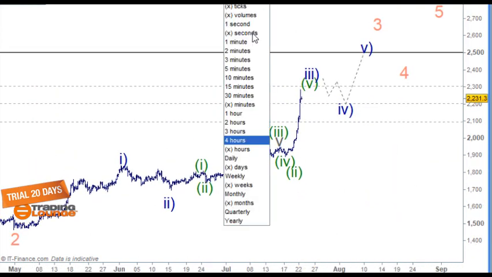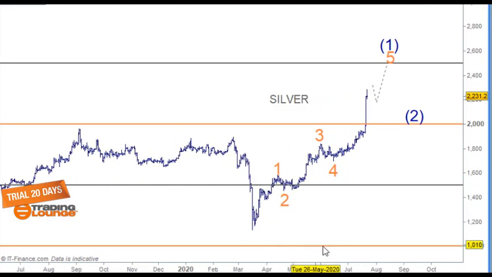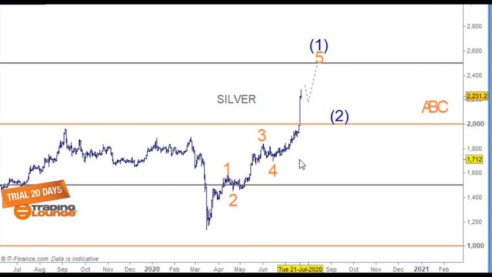So just to recap this here on silver, we've got this count here where we can have an extension in the fifth wave, and we could look at all of this as 1 and 2 and 3 and 4 and 5 to finish off up here, which is probably the case. Or we need to reassess this and look at this as 1 and 2 here, then 1 and 2 here, and then moving to the upside here.